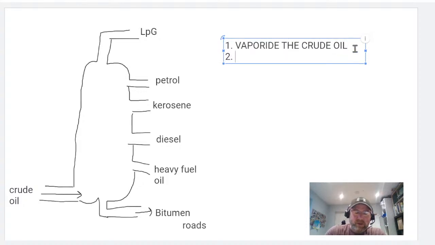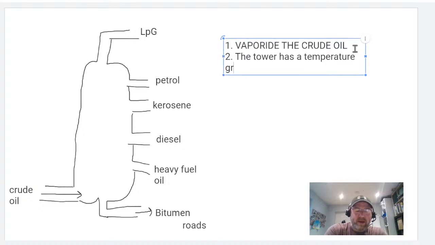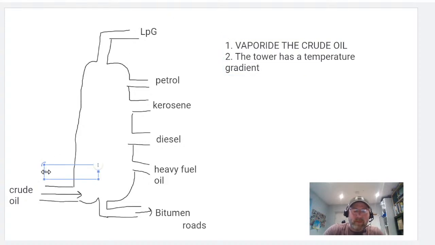Number 2, somewhere in your answer you want to mention the tower has a temperature gradient. Literally, you will get the marks if you say the tower is hot at the bottom, cold at the top. But you can say temperature gradient. You can call it a tower or a column. Again, that's totally up to you. So it's hot at the bottom, it's cold at the top. This is like a 4-5 marker.